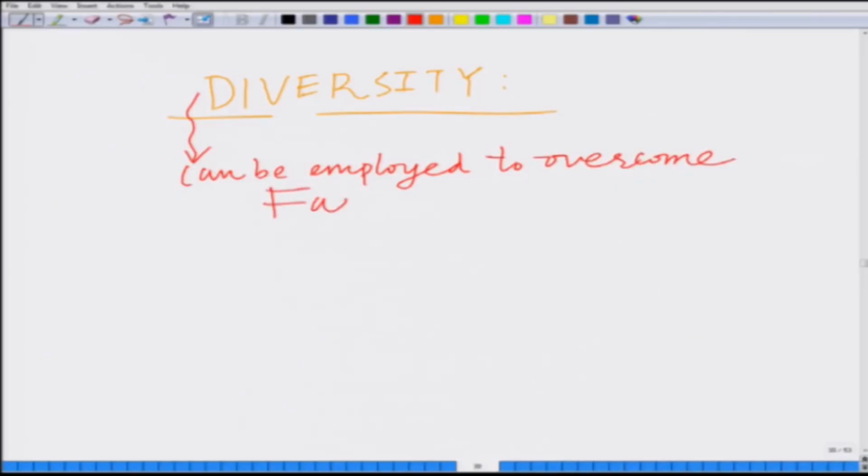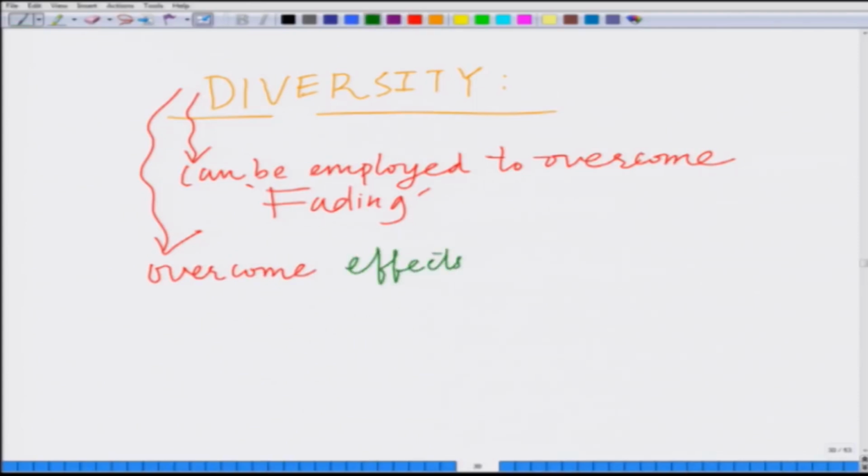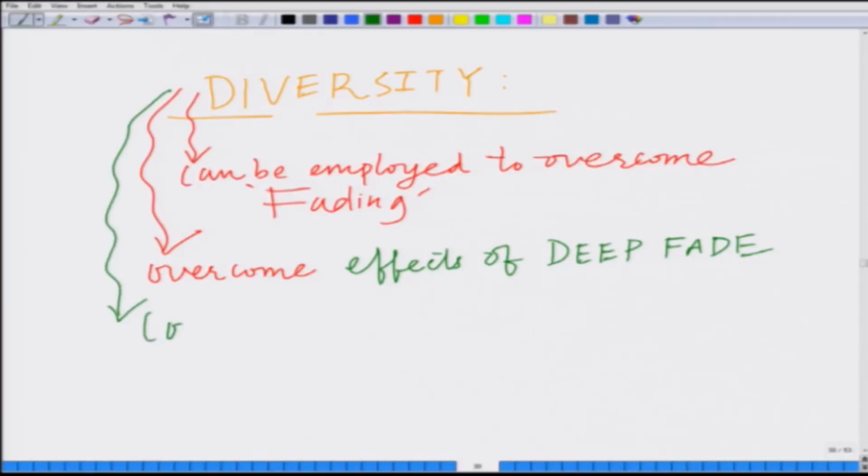to overcome fading, or more precisely to overcome the effects of the deep fade, because the deep fade events significantly degrade the performance of the wireless communication system. So, this can be used to overcome the effects of the deep fade, or another way it is frequently stated is that this can be employed to combat the fading nature of the wireless communication system.